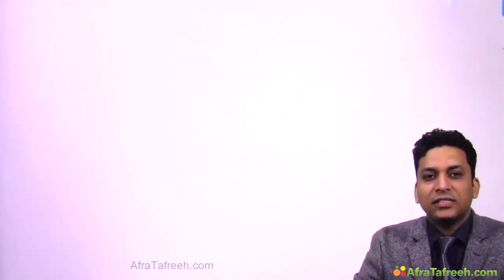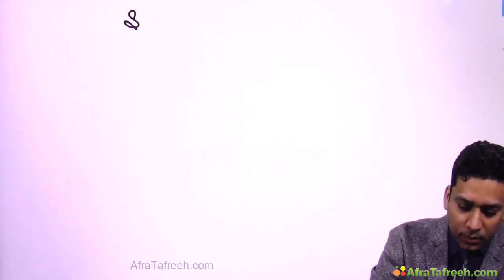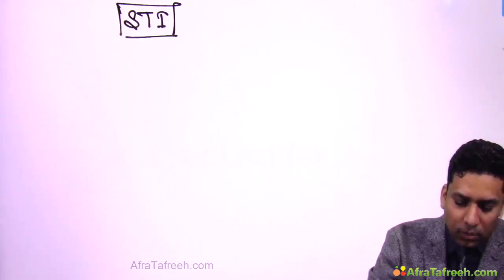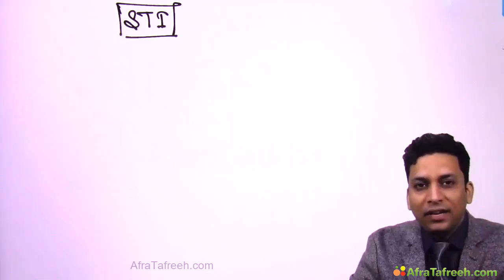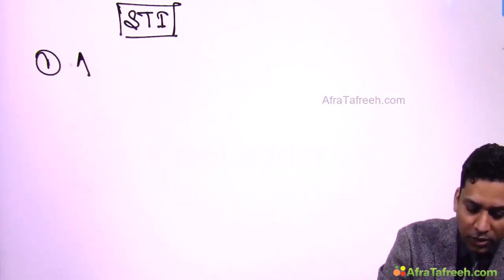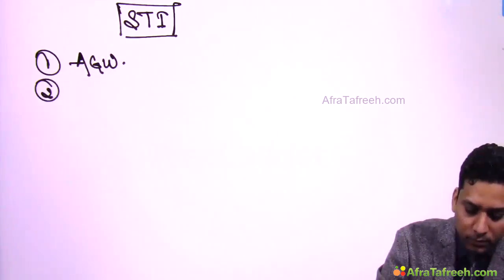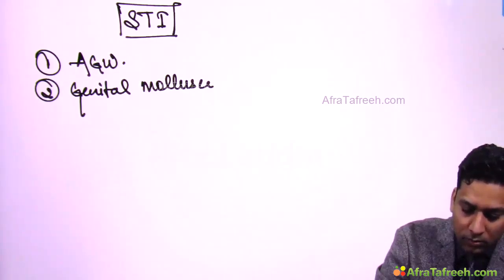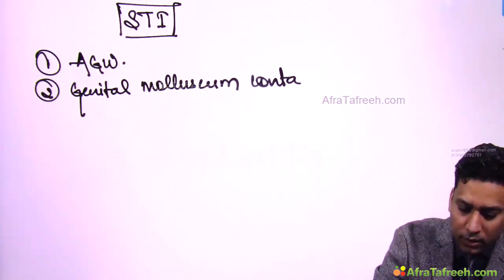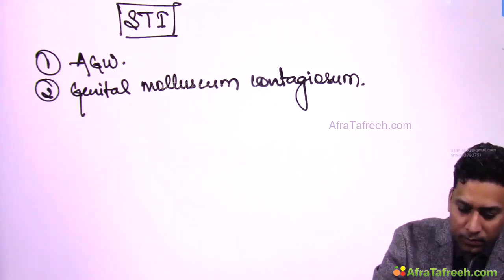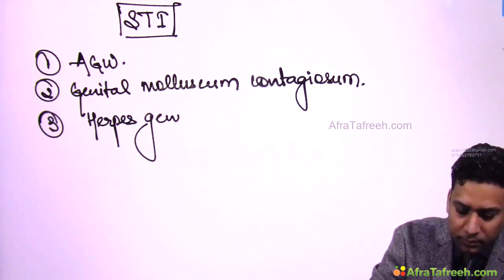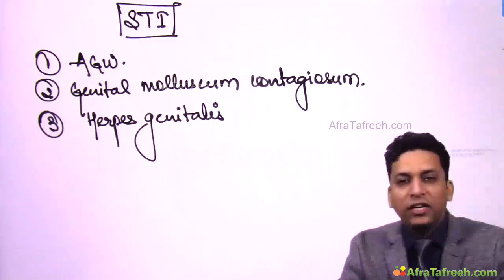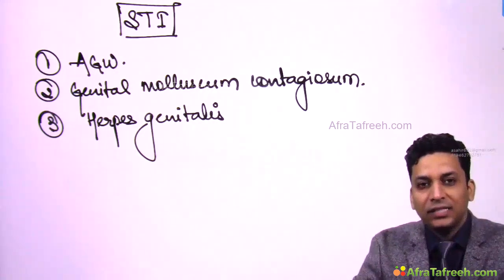So let us next discuss sexually transmitted infections. If you recall, while discussing viral infection, we have already discussed a few sexually transmitted infections. A few viral STIs are anogenital warts, genital molluscum contagiosum, and herpes genitalis. So we have already written various important points regarding these three viral STIs in the viral infection.